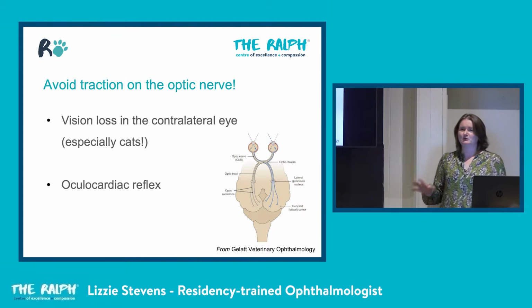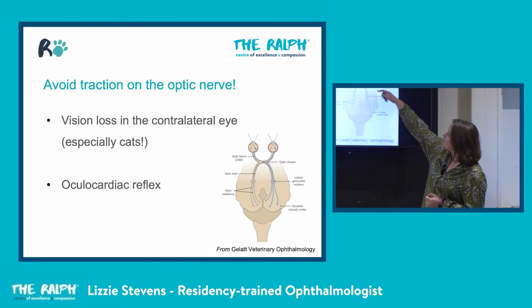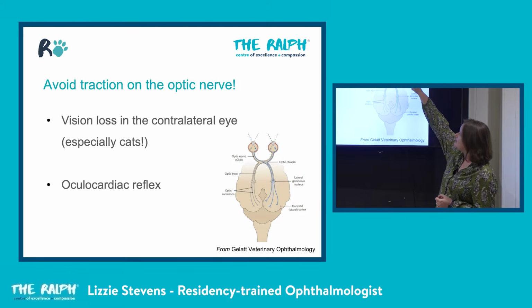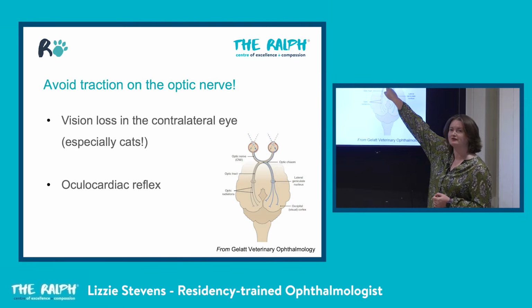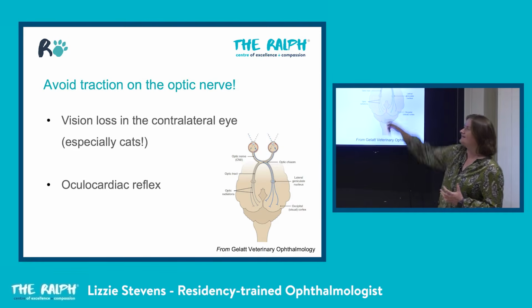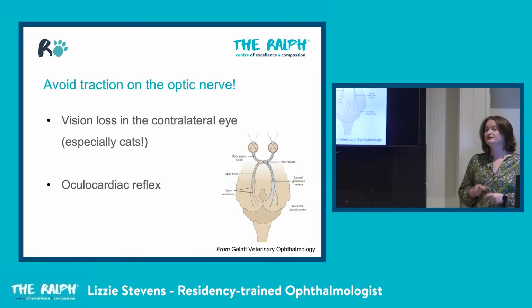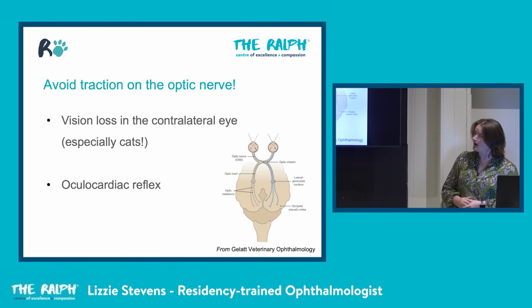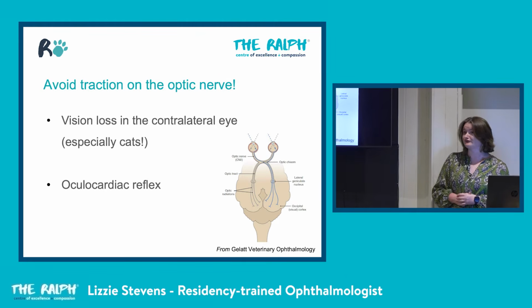So the big thing, whatever technique you're using, the key thing to think throughout the surgery is that you need to avoid traction on the optic nerve. If you pull on the eye with one eye, you're going to pull on the optic nerve, and this can damage the optic chiasm in the middle, and then we get vision loss in the opposite eye. And this is a really big deal, especially in cats. Cats have a shorter optic nerve, so it's much higher risk. But it is, in theory, if you had a good tug on a dog, I think you could cause the same problem.